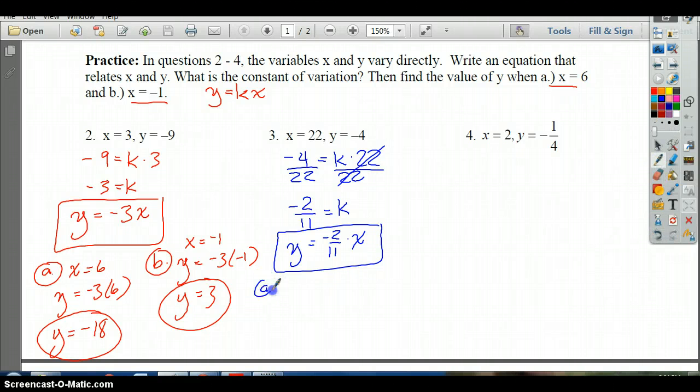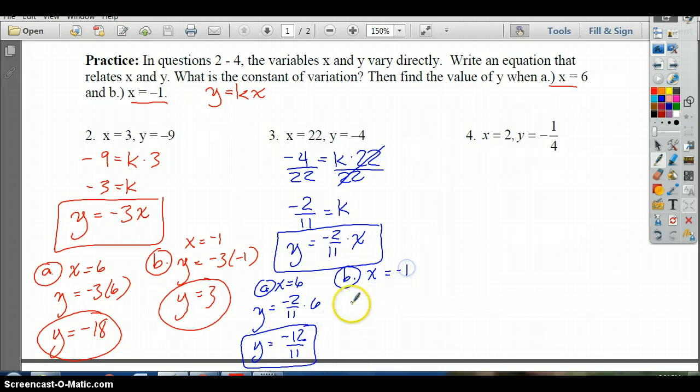So letter A, let's do when x is 6. So I have y equals negative 2 over 11 times 6. So basically I'm looking at negative 12 over 11. Letter B, x is equal to negative 1. So I have negative 2/11 times negative 1. So this would be positive 2 over 11.